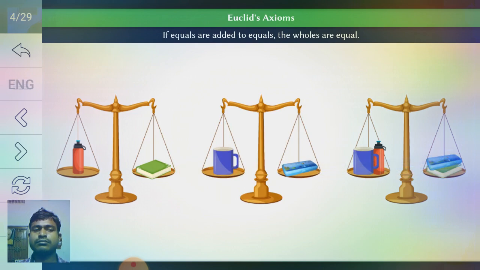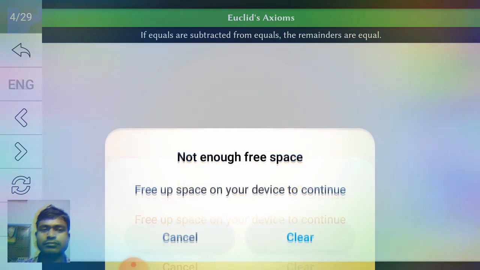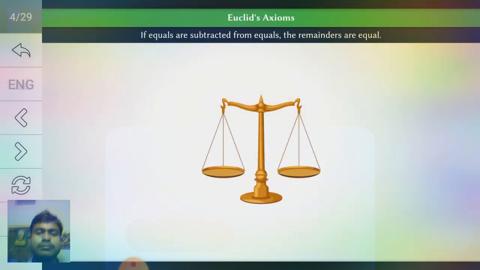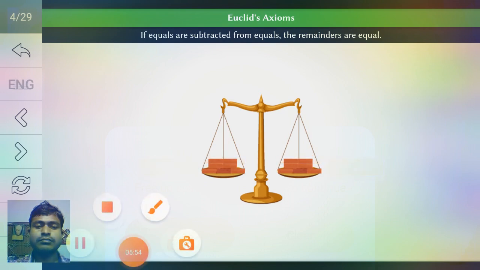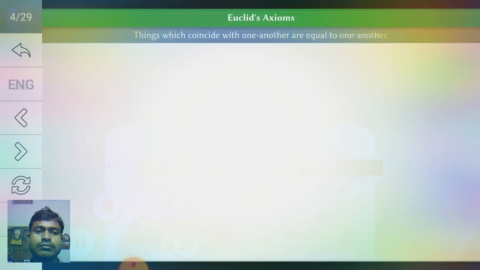If equals are subtracted from equals, the remainders are equal. Consider this example, where there is an equal number of bricks, that is, 10 on both sides. Now, if we remove an equal number of bricks, say 3, from each side, we will be left with an equal number of bricks, that is, 7, on both the sides.